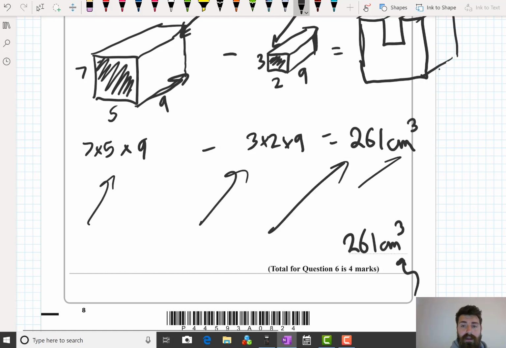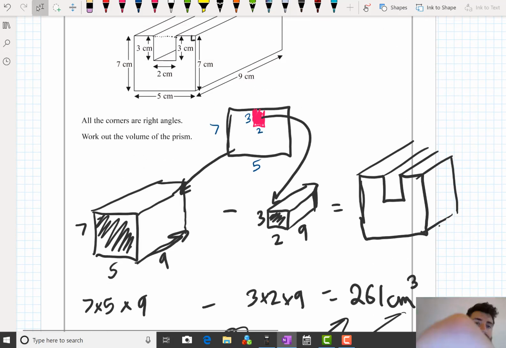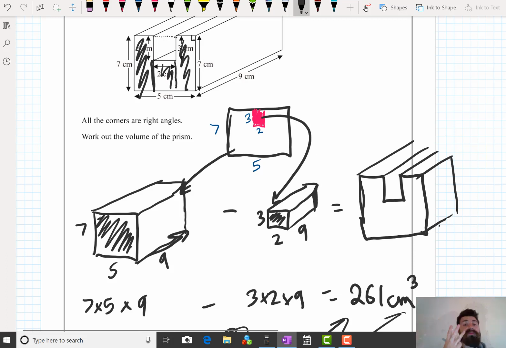Now, you've got a few things you could have done here. You could have initially split the shape into a rectangle like this, worked out that one. This rectangle, worked out that one. This rectangle, worked out that one. So it's 3 separate prisms, and then added them together. You could have split it horizontally. There's probably 1,000 ways you could have done it.